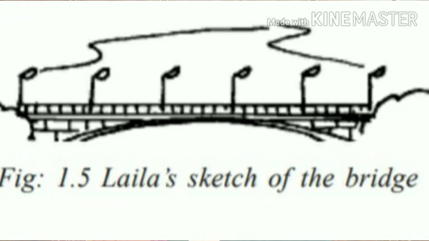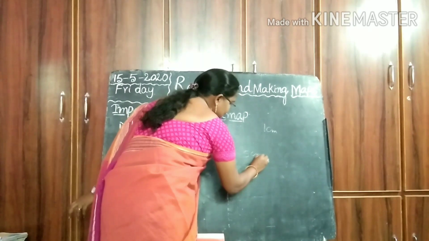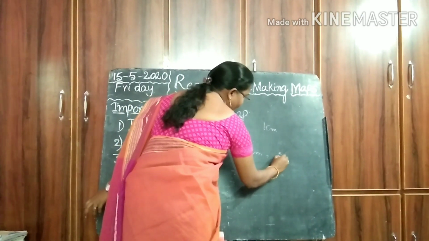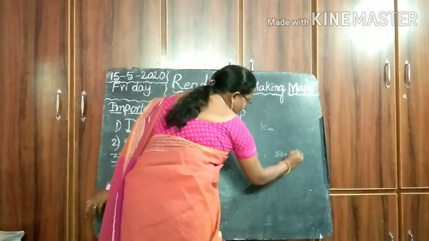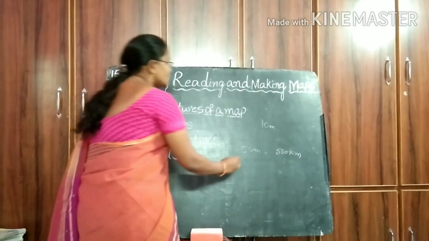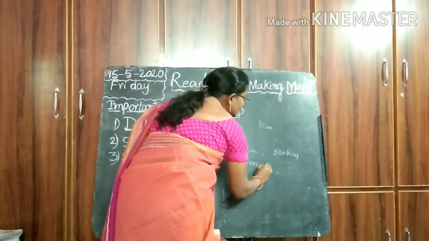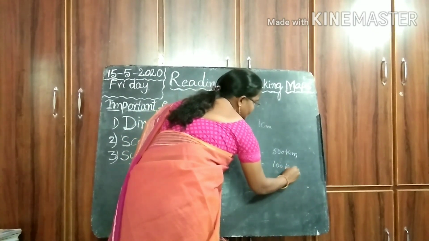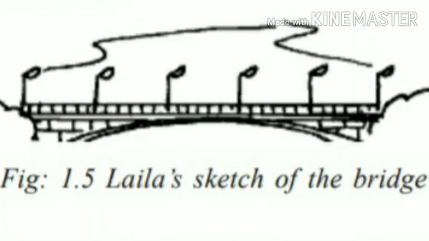You might have observed that Laila has drawn the lamp posts at equal distance. We can write down the relation between the distance on the bridge and its representation in the sketch in the following way. For example, 5 centimeters equals 500 meters. Understand? So 1 centimeter equals 100 meters. Understand?